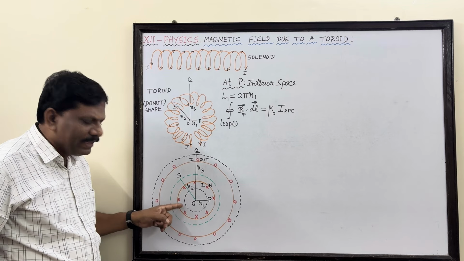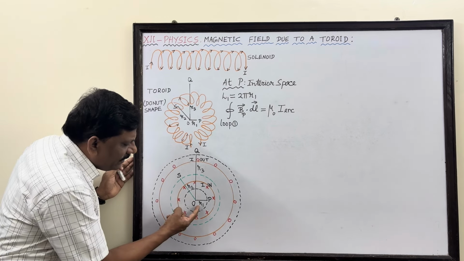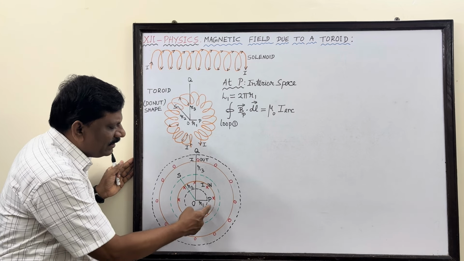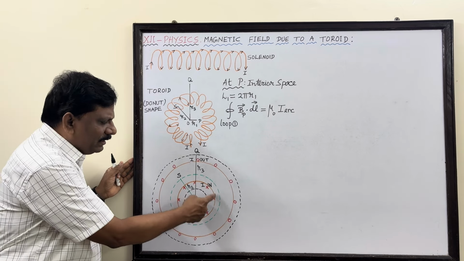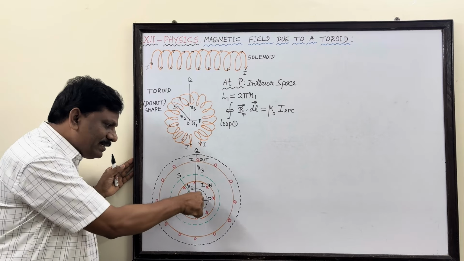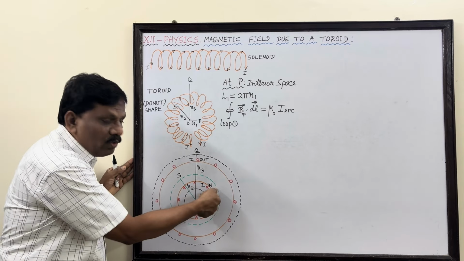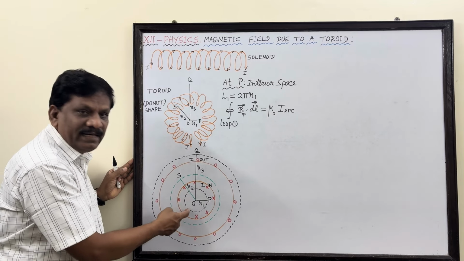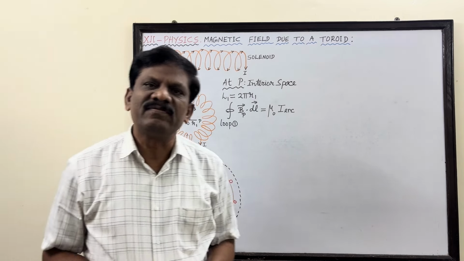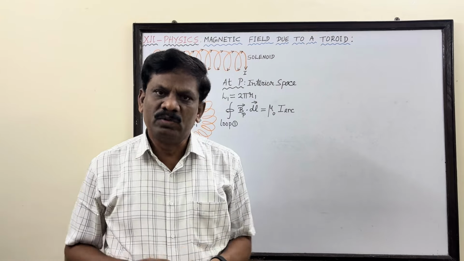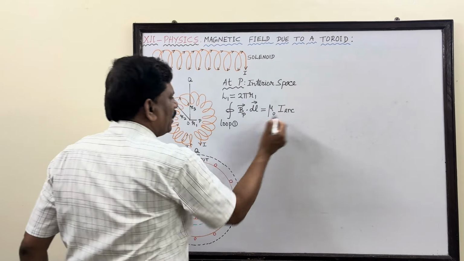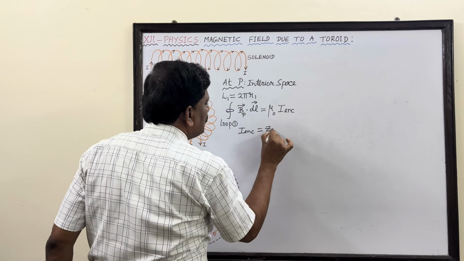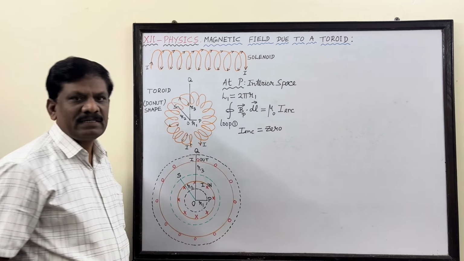Now you look at the point P once again, and the dotted line circle. This is the Amperean loop. You can see that the current flows inward at these X marks, but these X marks are not lying inside the Amperean loop, they are lying outside. So there is no current flowing inside this Amperean loop, either inward or outward. So I enclosed is equal to 0. Understand that?